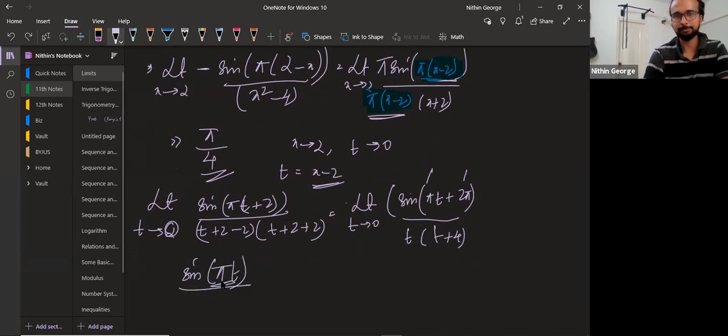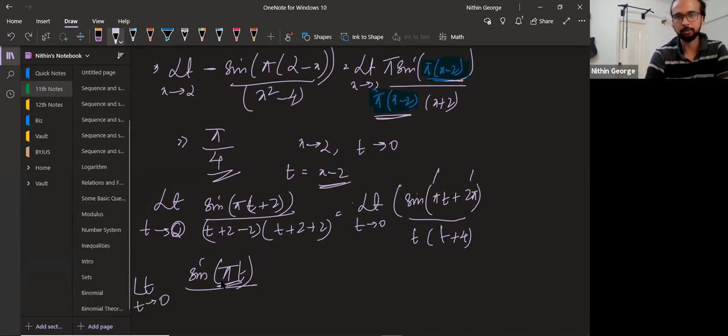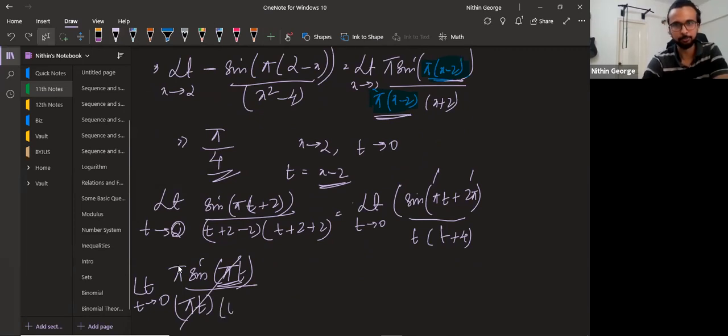Now, I see this angle is pi t, and I know that the limit t is tending to 0, so the numerator here becomes sine with angle 0. So what I just need to do is bring in pi, so then it becomes pi t. So you can see sin pi t by pi t cancels out to become 1. And then I'm left with pi by t plus 4, which is coming out to pi by 0 plus 4.